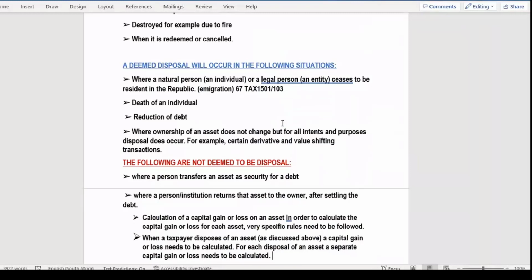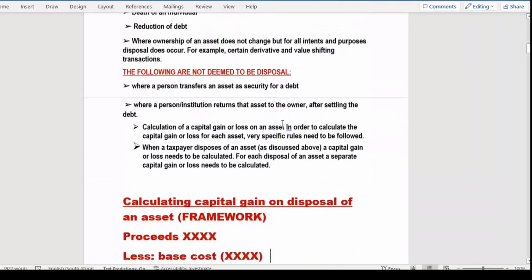Again, deemed disposal occurs in accordance with the death of an individual or the reduction of a debt, or where the ownership of an asset does not change, but for all intents and purposes a disposal occurs, for example certain derivative and value shifting transactions. The following are not deemed to be disposals. You can see I've highlighted that in red. Where a person transfers the asset as security for a debt, that's not deemed a disposal. Or where a person or an institution returns the asset to the owner after settling the debt.